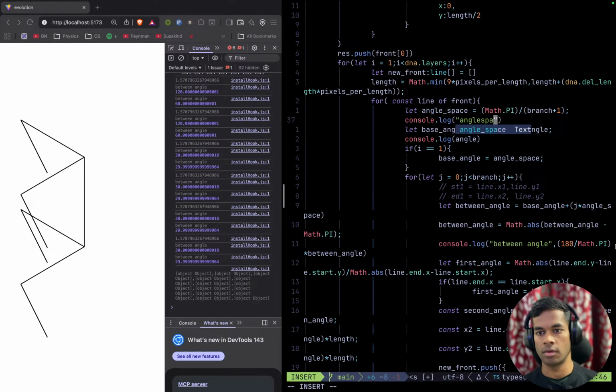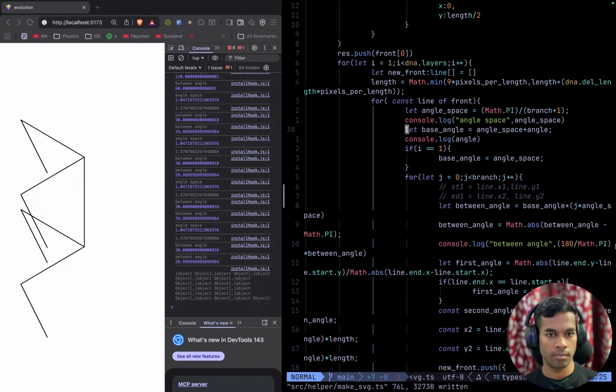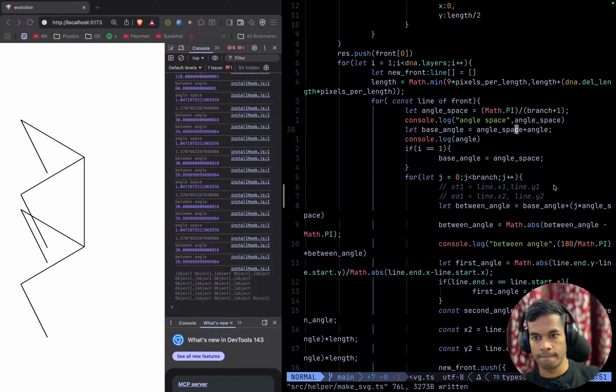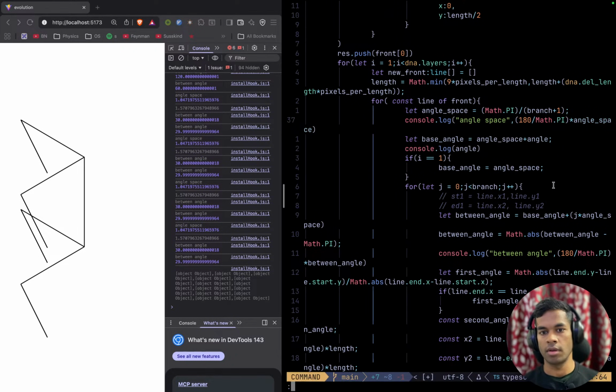Log angle space is angle space, angle space is 1. Yes, angle space is 1. But 1 in not degrees, but in terms of pi. Base angle equals angle space. Yes. Angle space 180 divided by math dot pi into angle space. Angle space is 60 degrees, which is what we should see, but we are not seeing that.